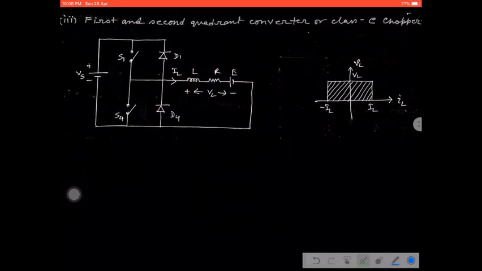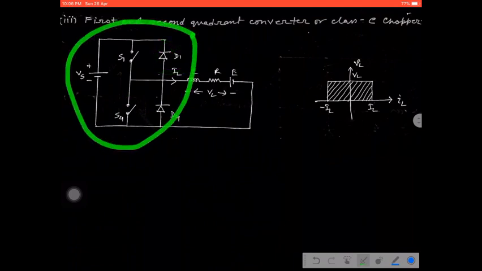which is really the summation of class A and class B chopper. And you know how to draw the circuit diagram, right? That is class A chopper, S1 D4, and that is class B chopper, S4 D1. I have just discussed this before. The summation of the class A and B choppers will give you the class C chopper.